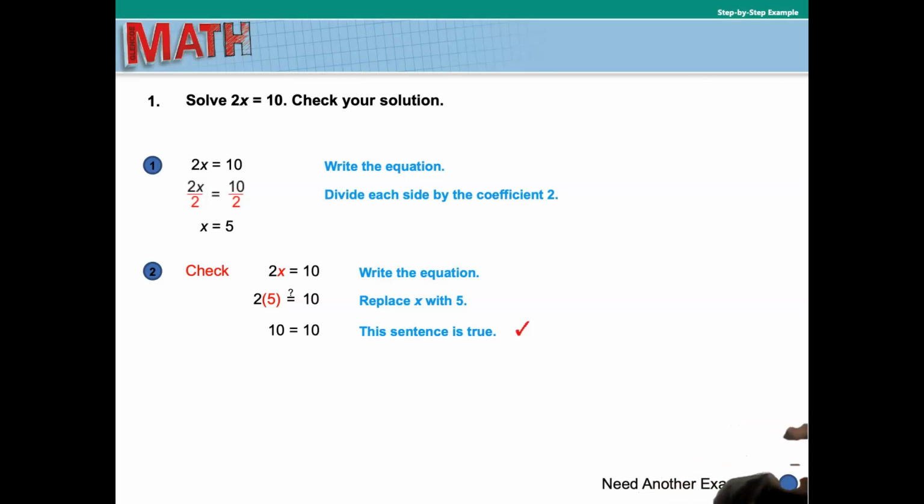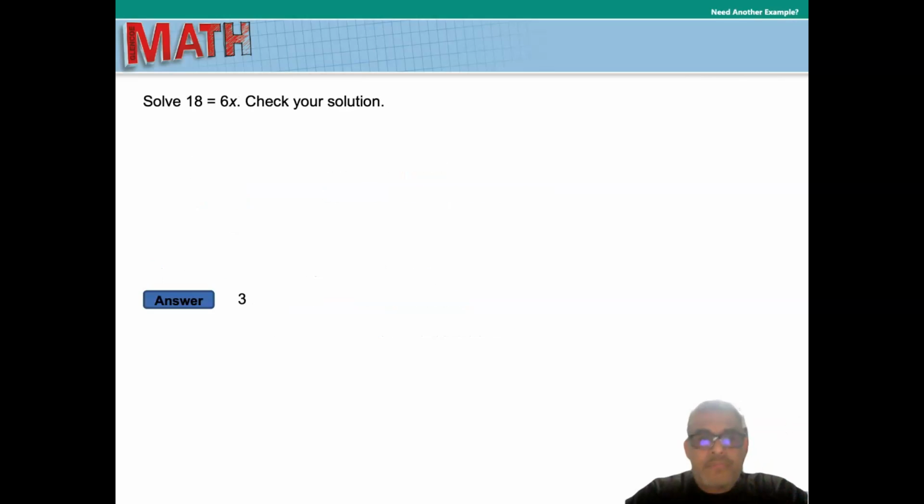Do we need to see another example? Of course we do. Let me get an example. But here it is. You're going to do this one by yourself. Write it in your notes, and then show Mr. Romero. What questions might you have?